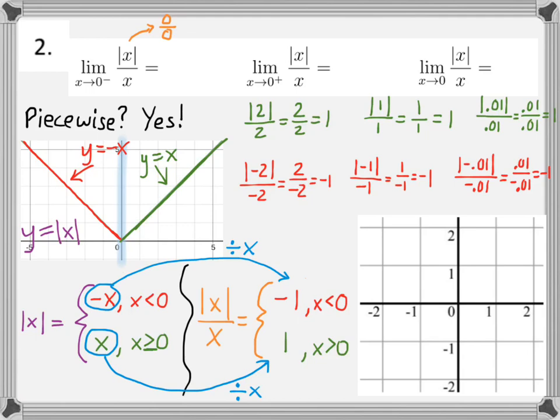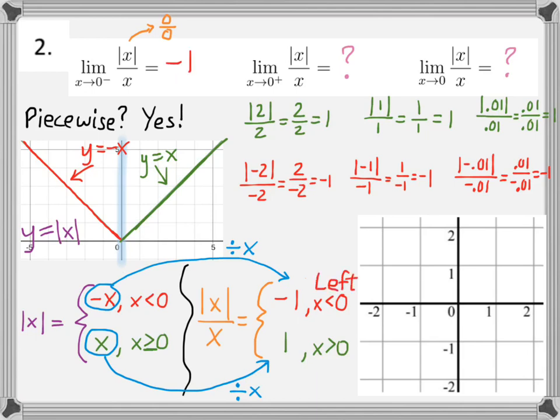Okay, so now's the time for you to decide what value this function is approaching as x approaches 0 from the left, from the right, and overall. Pause the video real quick, decide what those answers would be, and then come back. Alright, let's see how you did.